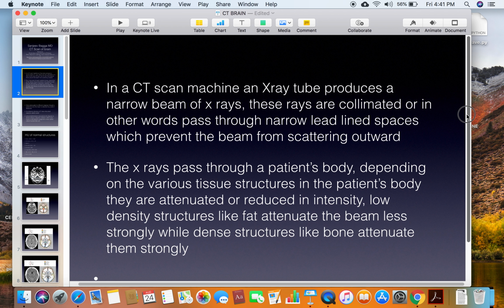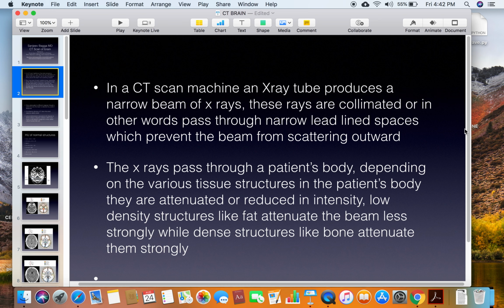To give you a brief introduction about CAT scan and what exactly is the physics involved, basically it's a machine which produces X-ray, and the X-ray tube produces a narrow beam of X-rays which is collimated. Collimation means that the beam passes through lead-lined spaces which prevent the beam from scattering around. Now, these X-rays then pass through the patient's body, and depending on the various tissue structures in the patient's body, they are attenuated or stopped or reduced in intensity to different degrees.